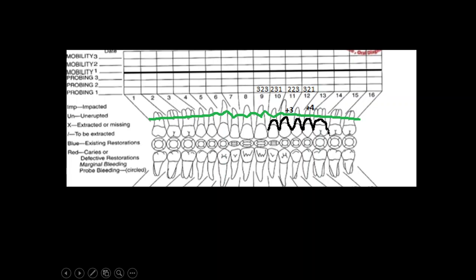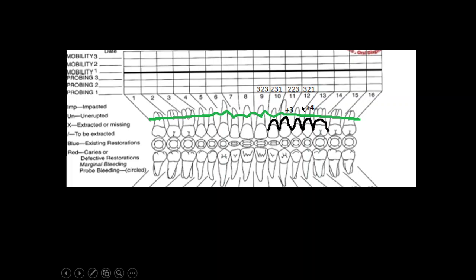How do we draw the recession in this figure? We just draw the patient's mouth. With the black pen, we will move to this area of recession and draw it like this. Okay, and here we measure the periodontal pocket depth, which was 2 to 3.